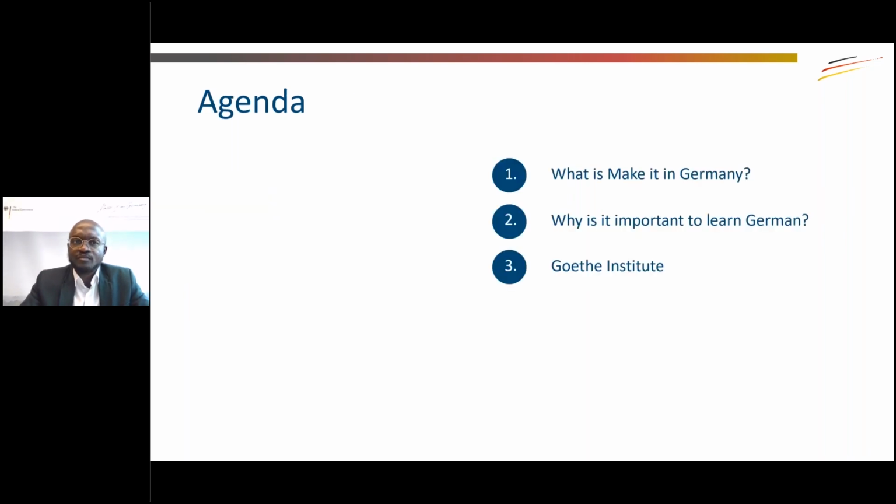So, the agenda for today. First of all, I'm going to present what Make It in Germany is. Maybe a lot of you already know what Make It in Germany is, but for us it's also really interesting to know if you know Make It in Germany, or if it's the first time you heard about Make It in Germany. In the second part, I'm going to explain why it is important to learn German.